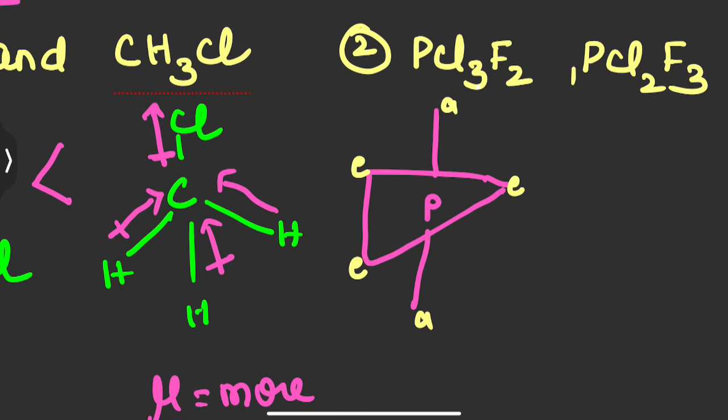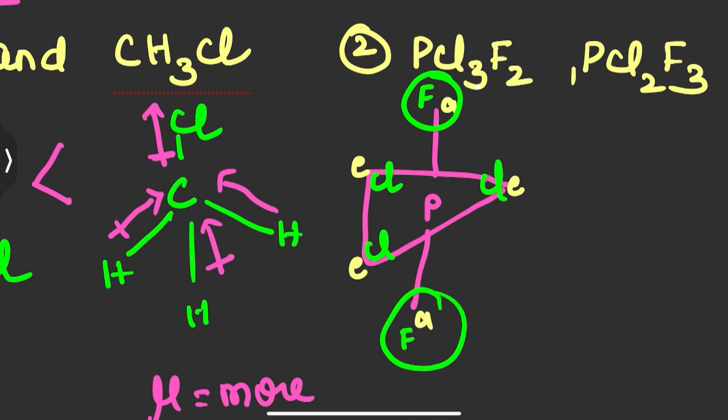So here P will be the central atom. And here you can see chlorine is present and fluorine is present. Which is more electronegative in nature? Fluorine is more electronegative when compared to chlorine. So remember, the more electronegative atom should always be present in the axial position. So here keep the fluorine atoms in the axial position, and the remaining 3 chlorine atoms will be in the equatorial position. So 1 chlorine here, 1 chlorine here, and 1 chlorine here.